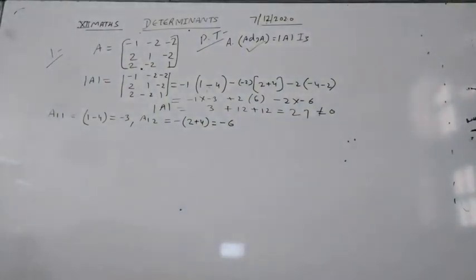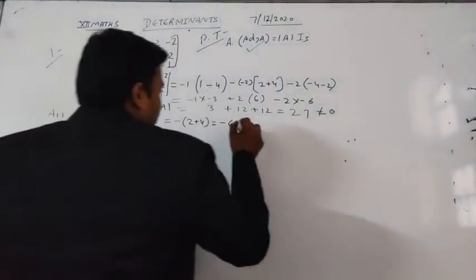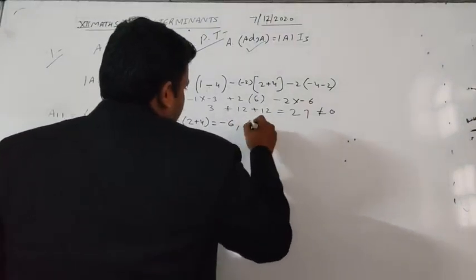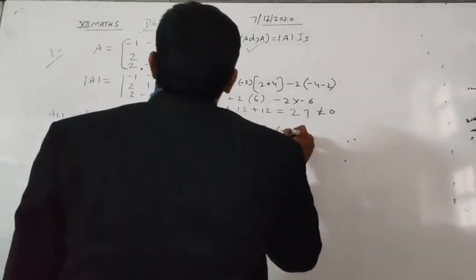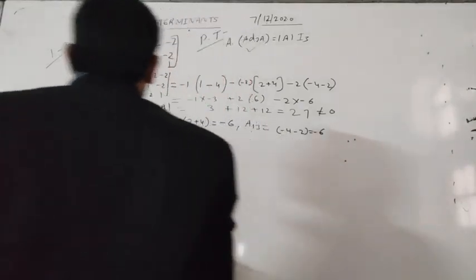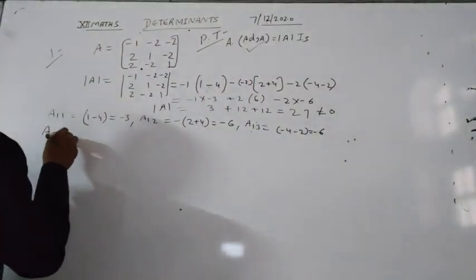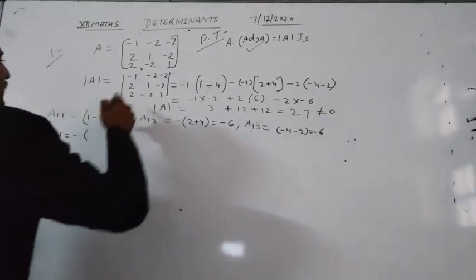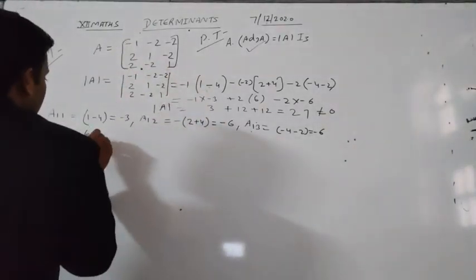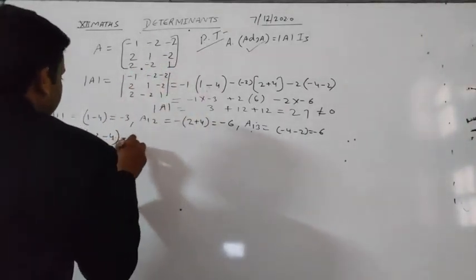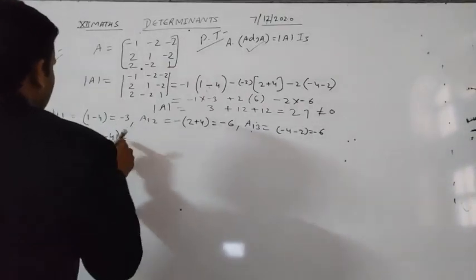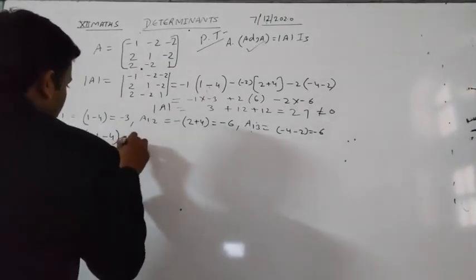Now we will find A13. It will be with positive sign. So there will be -4, -2, which is -6. Now A21 is with negative sign again. So it will be cancelled, so -2 and minus plus and -4. So -6 and minus plus 6.